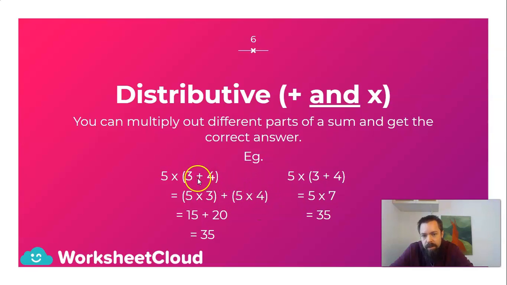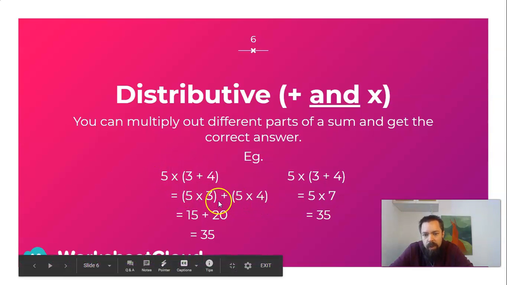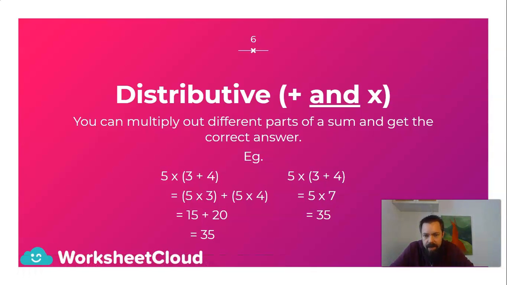Notice that there's still the plus sign in the middle. I'm doing the 5 times 3 first, and then the 5 times 4. Then I work out each of the pieces separately. I get 15 for 5 times 3 and 20 for 5 times 4, and when I add those together, I get 35. When we do some examples, I think you'll see how useful this can be.